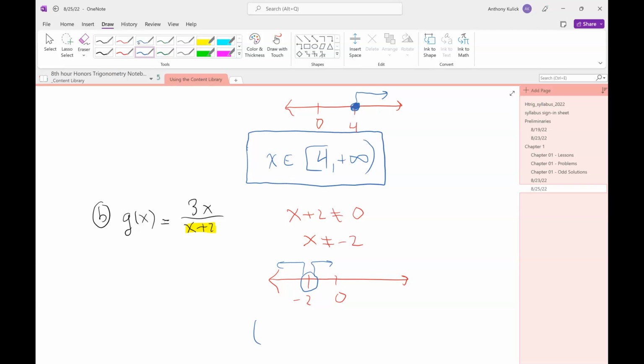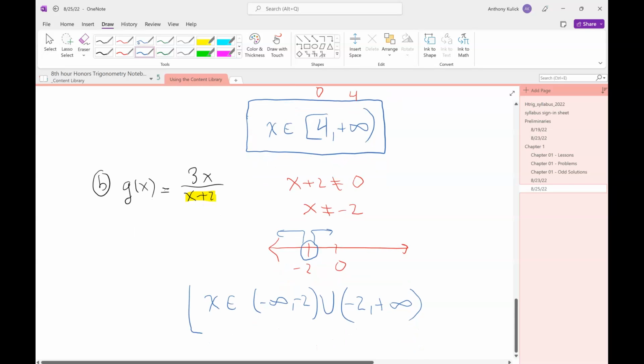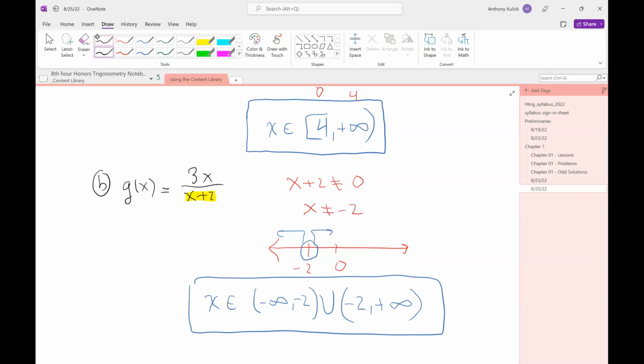Translating this to interval notation, then I have negative infinity to negative 2. Both of those get parentheses because the infinities always do, and the negative 2 had the open circle at it. And then I do that union symbol, and then go negative 2 to positive infinity. Again, both getting parentheses for the same reason as before. And lastly, I would just make sure I wrote x as a member of that set to make sure it was clear to the reader that that set is the domain and not just some other set.